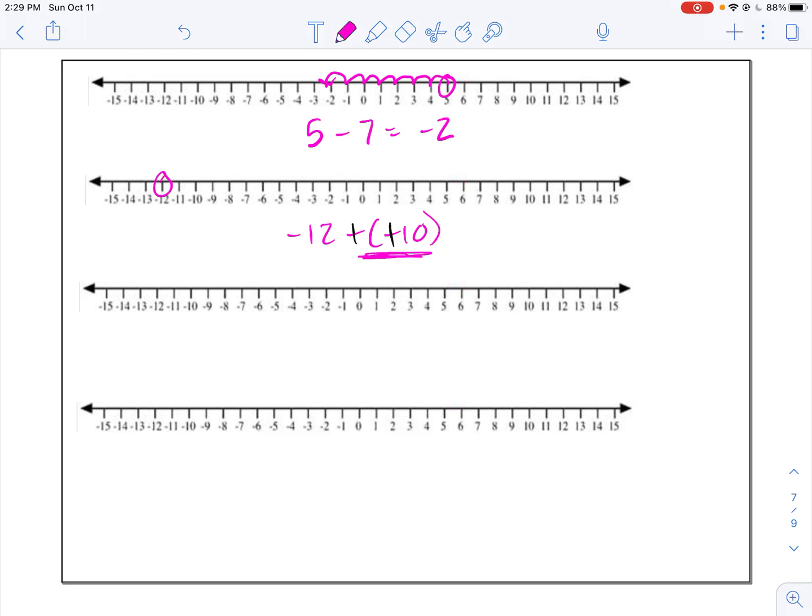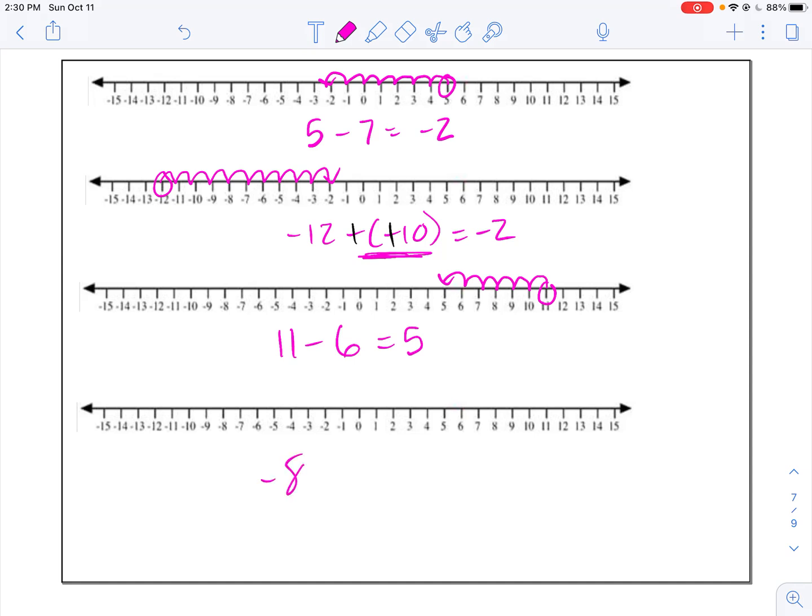So here I am at negative 12. 1, 2, 3, 4, 5, 6, 7, 8, 9, 10. Sure enough, there I am at negative 2. So I'm kind of hoping you're starting to see the logic of this. Let's just do a couple more here. So let's do 11 minus 6. Well, that's just an easy number, right? I'm starting here at 11. I'm subtracting 6. And I end up at 5.